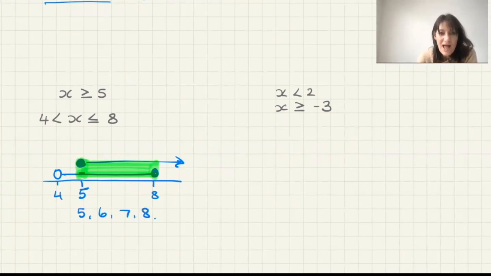Okay, if it went well, you'll probably just want to carry on watching the next one. If it didn't, and you're like, okay, I get it now, pause and have a go at that second one if you think you've done it wrong.